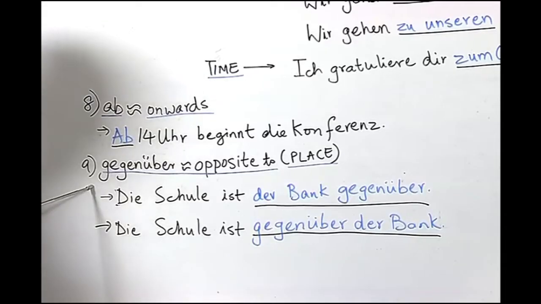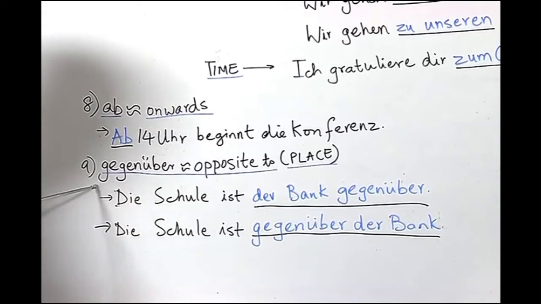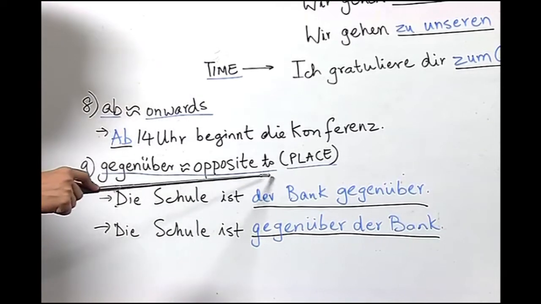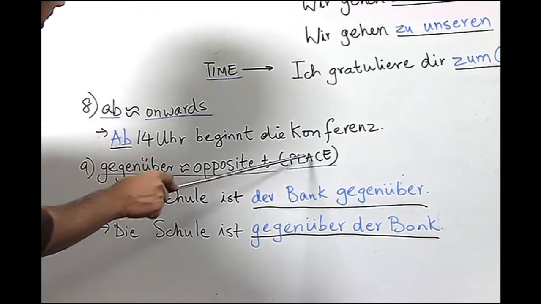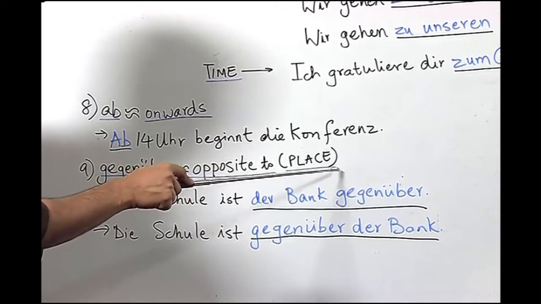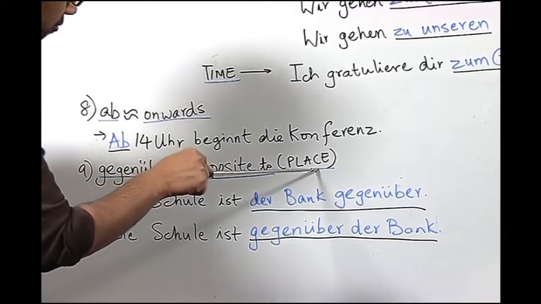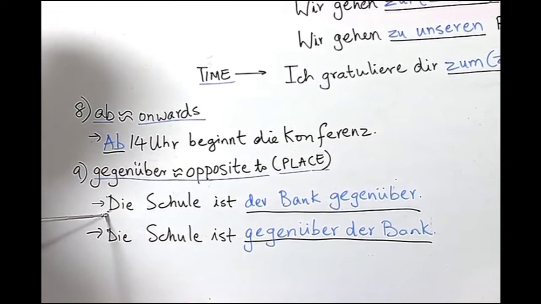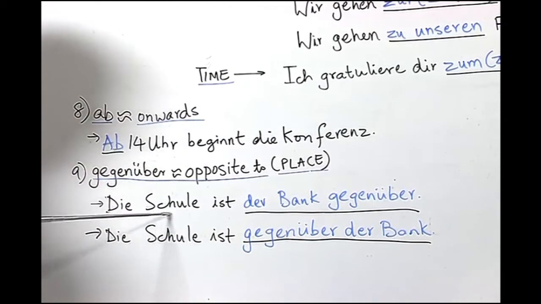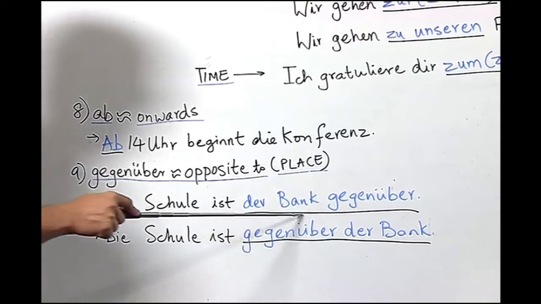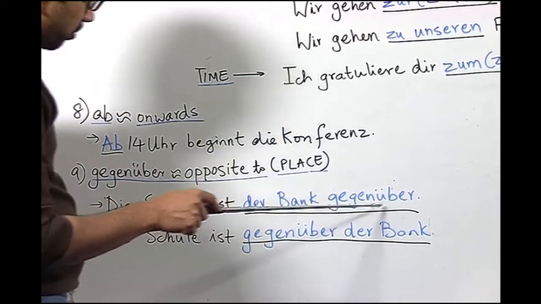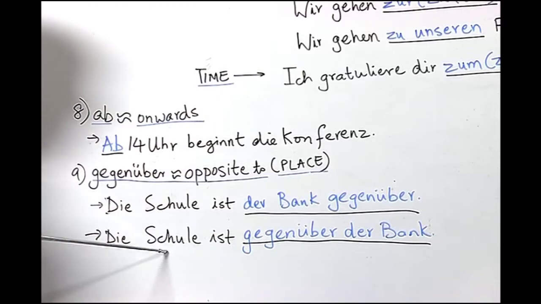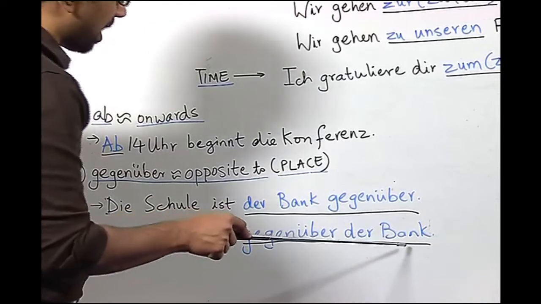The other preposition which we have here is gegenüber, which means opposite to. Now, gegenüber is a preposition which is used predominantly for the context of place. Now, look at the sentence with gegenüber. "Die Schule ist der Bank gegenüber." "Die Schule ist gegenüber der Bank."